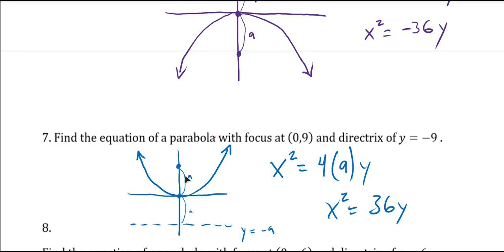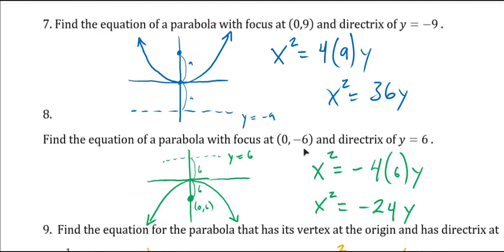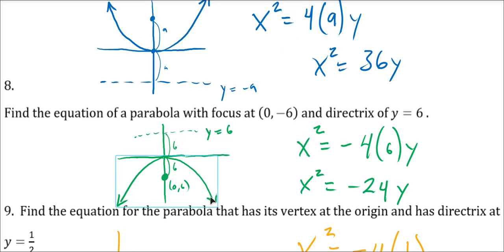Well, a turned out to be equal to 9, so this is x squared equals 36y. Here's another one where they give us focus and directrix. Focus at (0, -6) and directrix y equals positive 6. That's a horizontal line, and so that's going to give us a parabola which opens up or down. And since we have the directrix up here at y equals 6, and the focus down here at -6, that's going to give us a parabola that opens down.